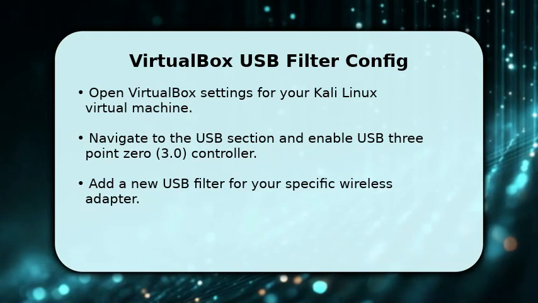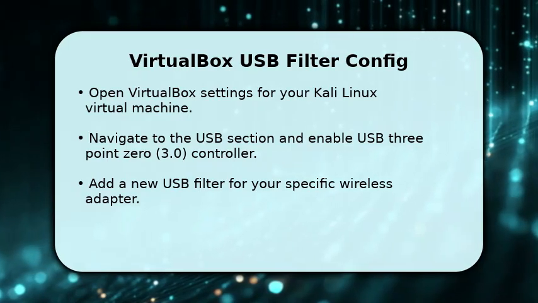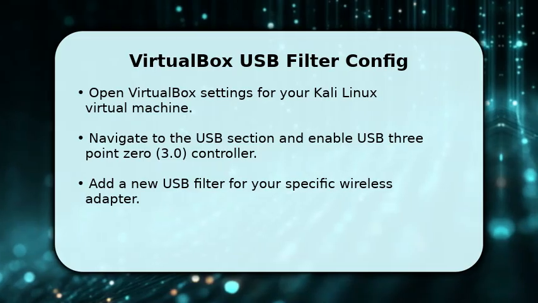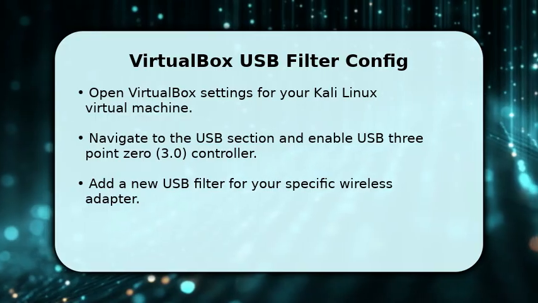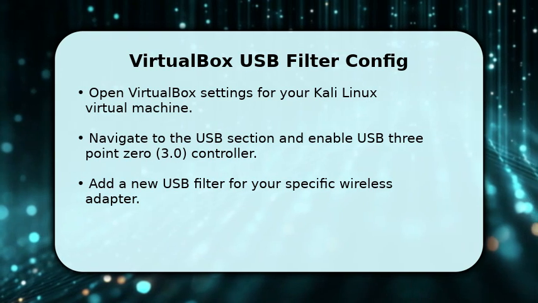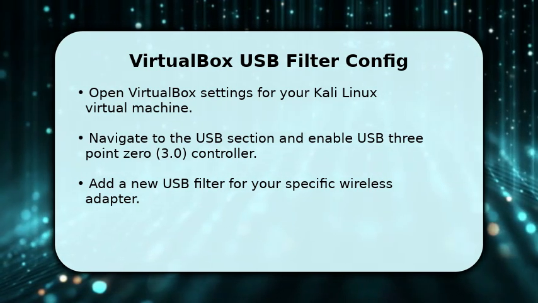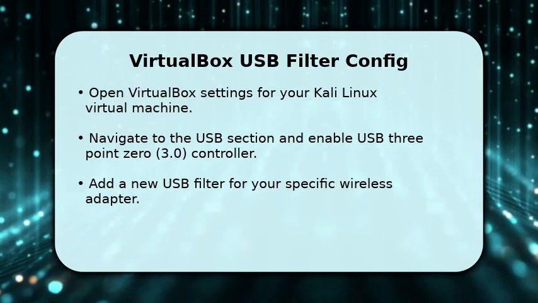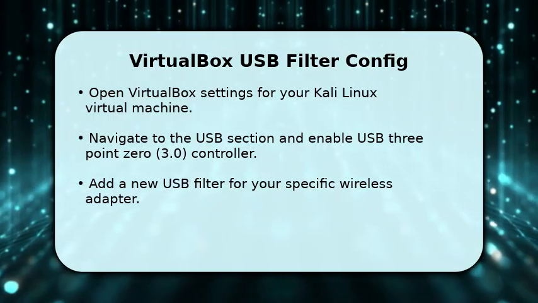Now, let's configure VirtualBox to recognize your USB adapter. Open the settings for your Kali Linux virtual machine. Navigate to the USB section in the left-hand menu. Here, enable the USB 3.0 controller for optimal performance. Then, click the Add New USB filter icon and select your specific wireless adapter from the list. This action tells VirtualBox to pass the physical USB device directly to your Kali Linux guest, allowing it to function as a native wireless card. Remember to save your changes before starting the virtual machine.